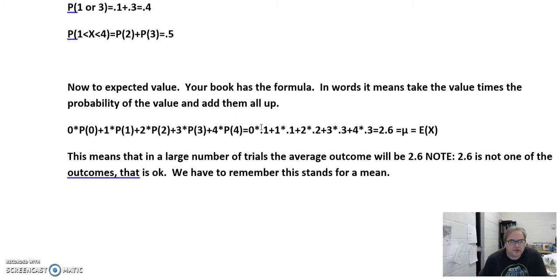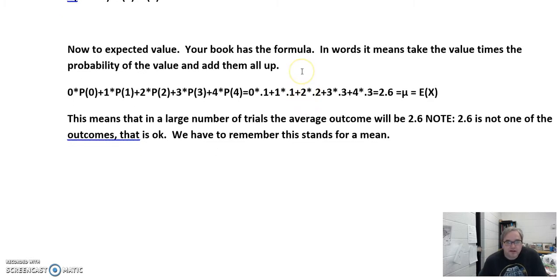Now, well, this looks scary. Expected value. There's a formula in the book. It's a nice little summation symbol. I love that stuff. But in reality, to find the expected value, all you're doing is taking the value times the probability of the value and adding them up. That's the most basic definition. There's some others, but for what you're typically going to do in a stats class, that's the way you find it.